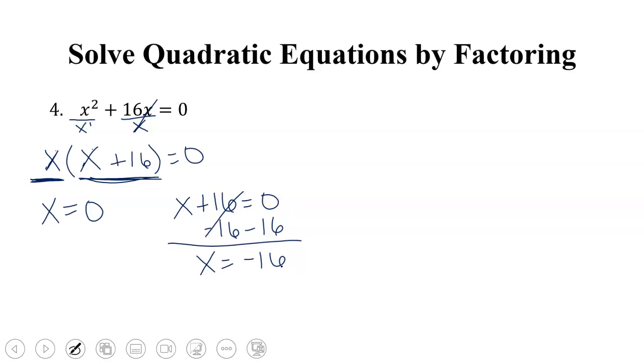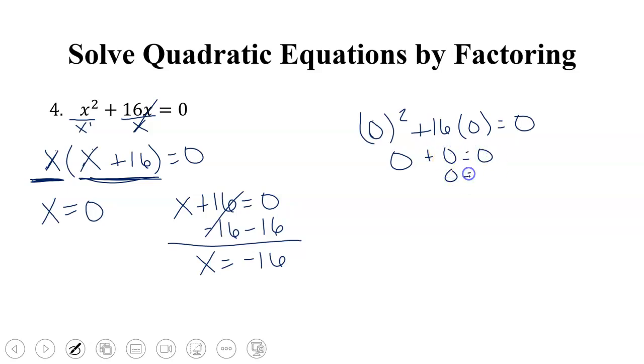All right, so let's plug in our two x's to check them to see if they're a 2-solution, 1-solution, 0-solution, no solution. All right, so use the original equation, and instead of x, put your 0. So I'm going to try 0 squared plus 16 times 0 equals 0. Well, 0 squared is 0. 16 times 0 is 0. So that works. So our first answer is 0.